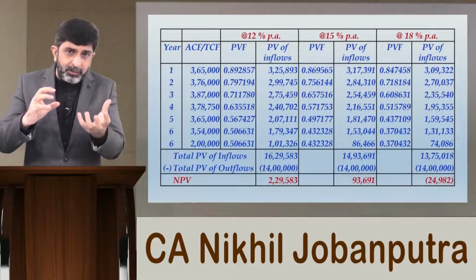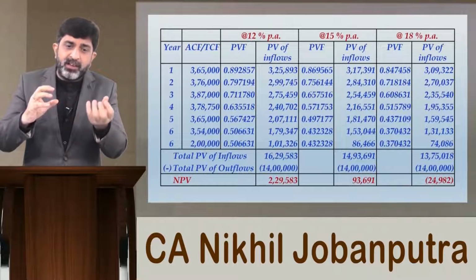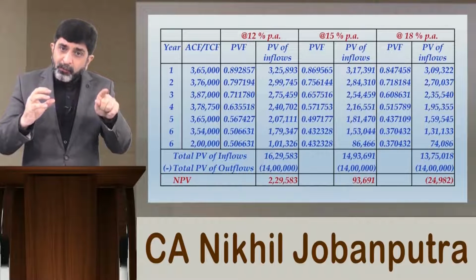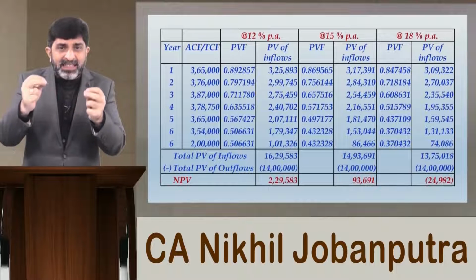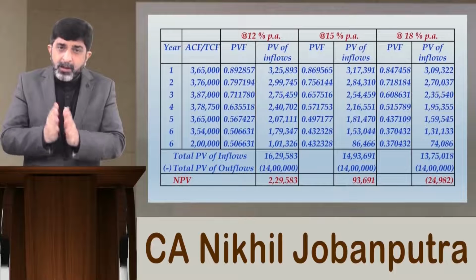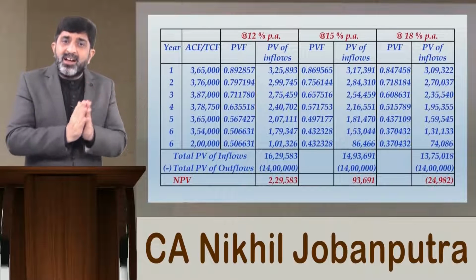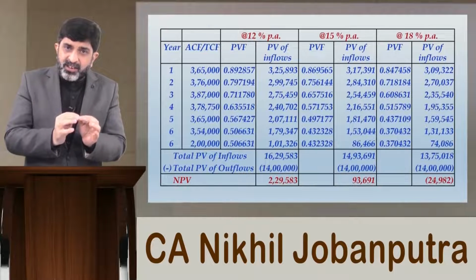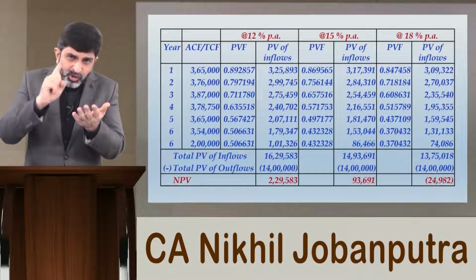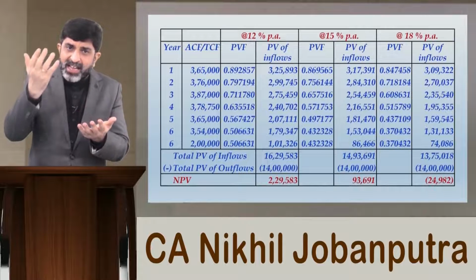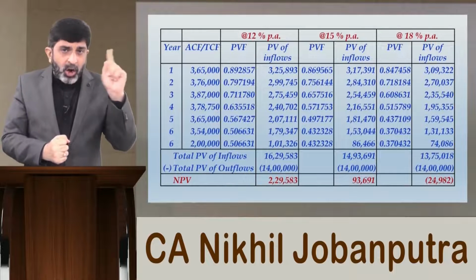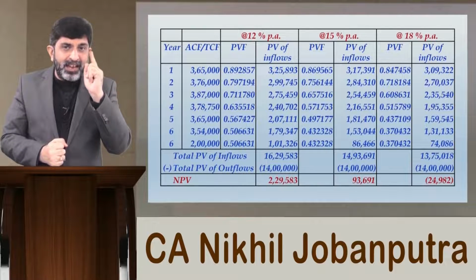So one thing is for sure, in this case, when the expected rate of return was 12%, you get a positive NPV of 2,29,583. When you have increased it to 15%, you get NPV of 93,691. And by the time you take the discounting rate as 18%, you get a negative NPV. What is the indication? The return generating capacity of this project is higher than 12%. It is even higher than 15%, but not as high as 18%.